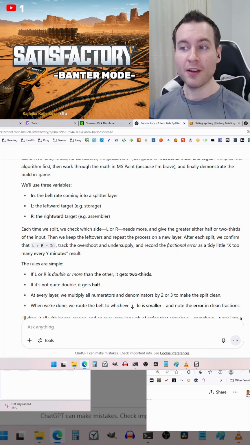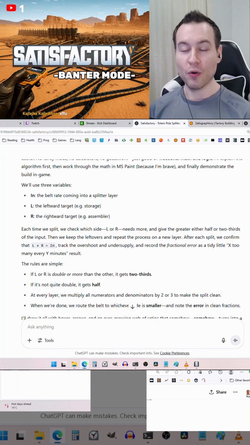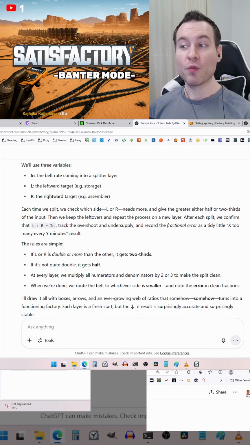The rules are simple. If L or R is double or more than the other, it gets 2/3. If it's not quite double, it gets half. At every layer, we multiply all numerators and denominators by 2 or 3 to make the split clean. When we're done, we route the belt to whichever side is larger.